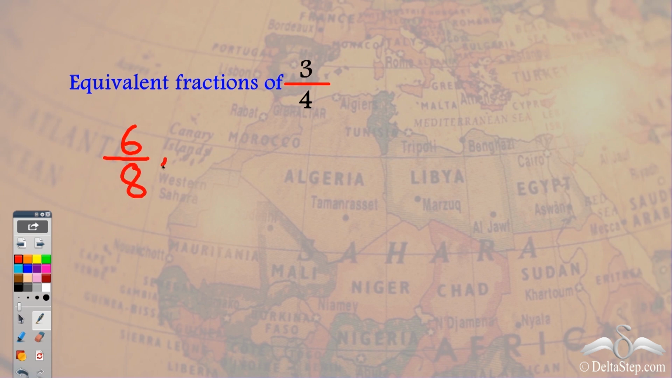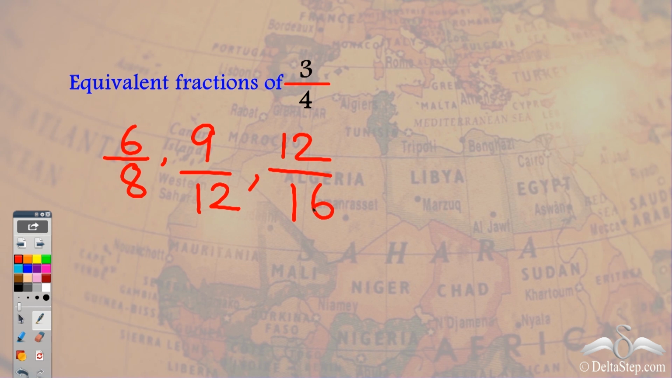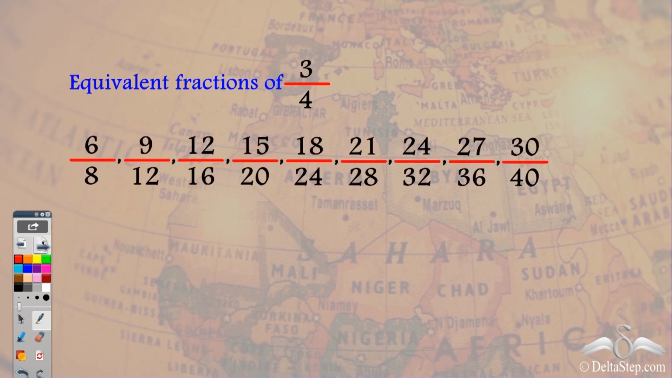If I multiply the numerator and denominator by 3, 3 into 3 gives me 9, and 4 into 3 gives me 12. If I multiply by 4, 3 into 4 gives me 12 and 4 into 4 gives me 16. So I can continue in this manner to get all these. Now these are all equivalent fractions of 3 by 4. So each of these fractions is equal to 3 by 4.